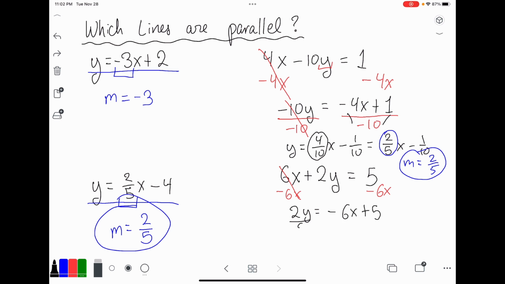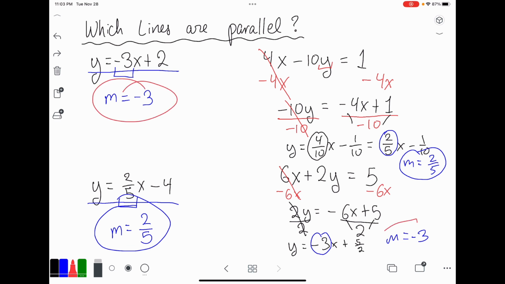And then we will divide by 2 on both sides. That way this cancels out. And remember, we need to distribute that division. So we'll get y equals, so now we have negative 6 divided by 2, which is negative 3x. And then we have plus 5 divided by 2. So notice the slope of this line is negative 3. Therefore, the first and fourth line are parallel to each other because they have the same slope.